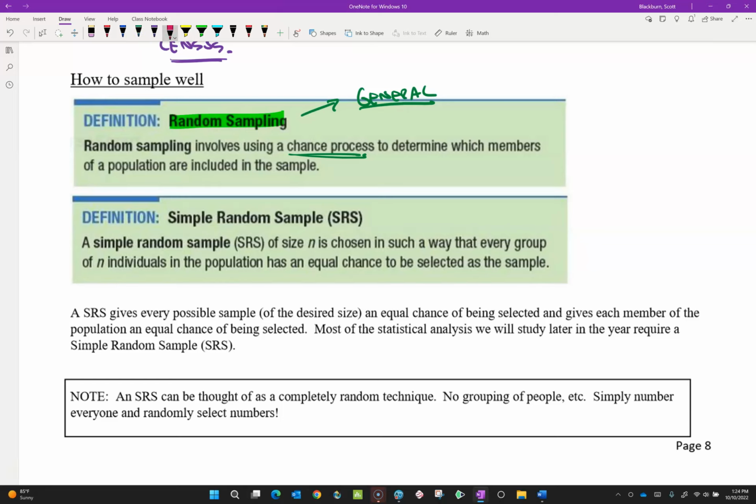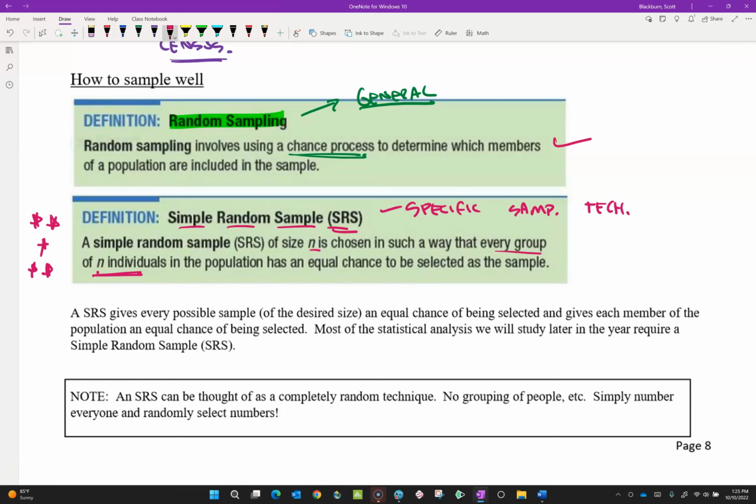There's a special one. We've got to put a bunch of stars on this one, guys. This is a big one. A simple random sample, we call it an SRS. A simple random sample is a very specific sampling technique. It is a random sample because it's going to use a chance process, but it's going to go beyond that. A simple random sample of size n is chosen in such a way that every group of n individuals in the population has an equally likely chance of being selected in the sample. Every group of size n has an equally likely chance to be selected for the sample.